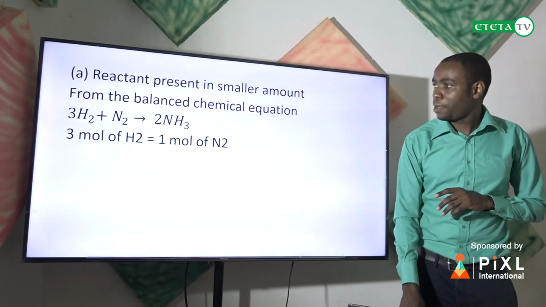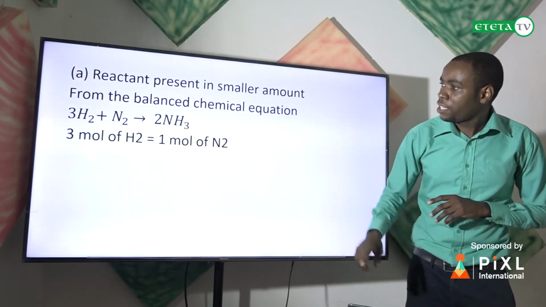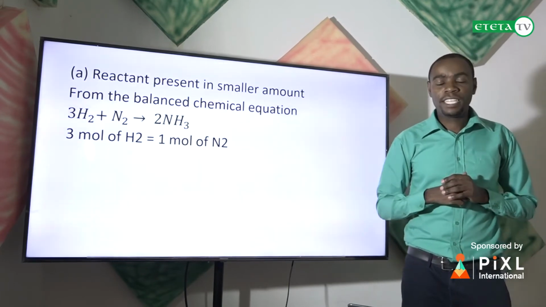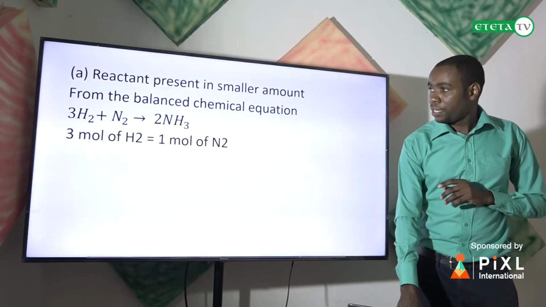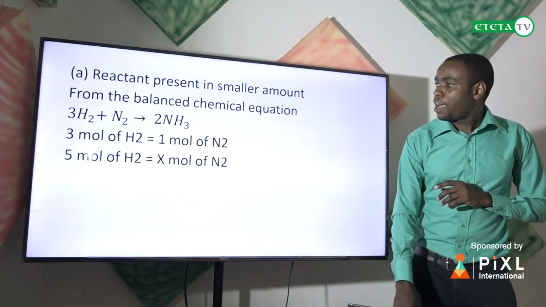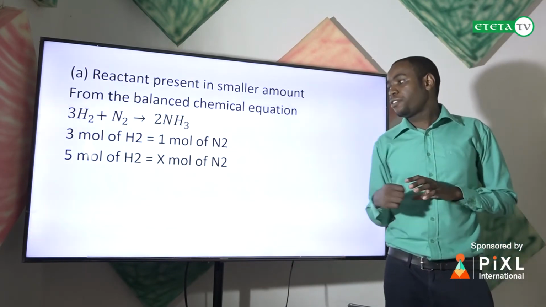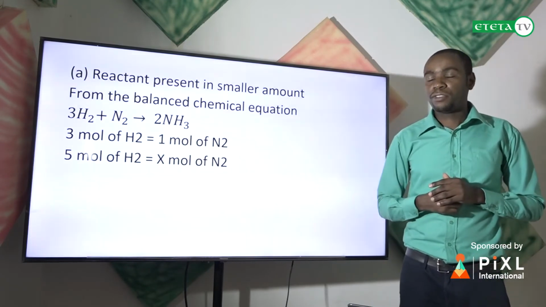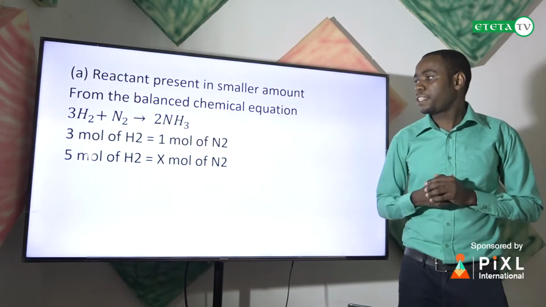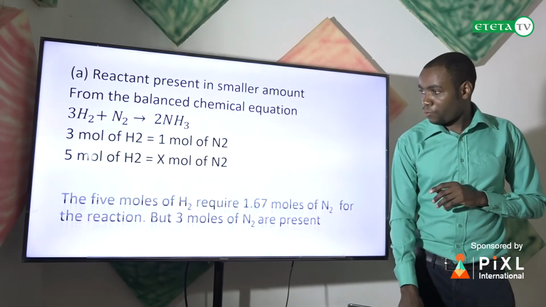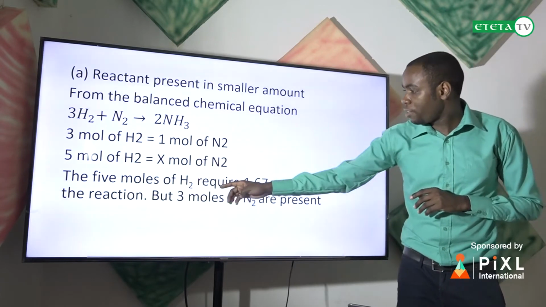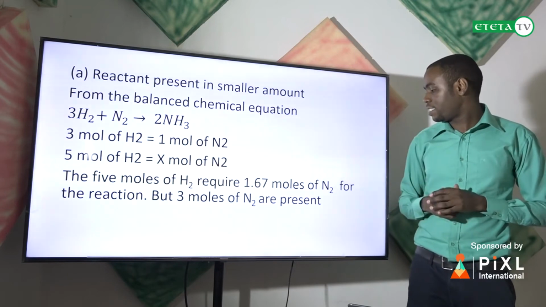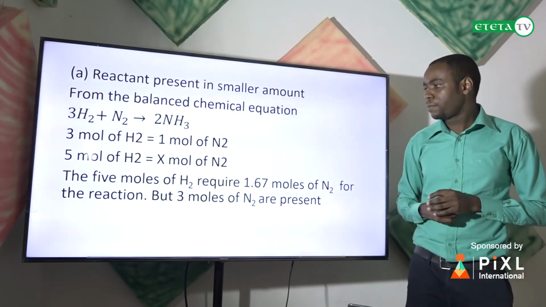Now, by using molar ratio, it shows that 3 moles of hydrogen gas is equivalent to 1 mole of nitrogen gas. Now, 5 moles of hydrogen gas is equivalent to how many moles of nitrogen gas? Here we are going to use cross multiplication, and we find that 5 moles of hydrogen gas require 1.67 mole of nitrogen gas for the reaction.